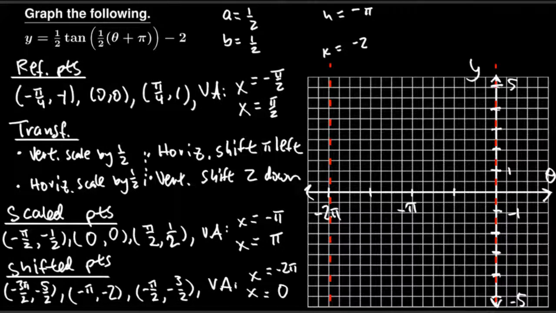work with this. So that'll be negative 3 pi over 2, comma negative 5 over 2, so that's 2.5. Negative pi, comma negative 2. And negative pi over 2, comma negative 3 over 2, which is that. And then we end up with something along the lines of this.